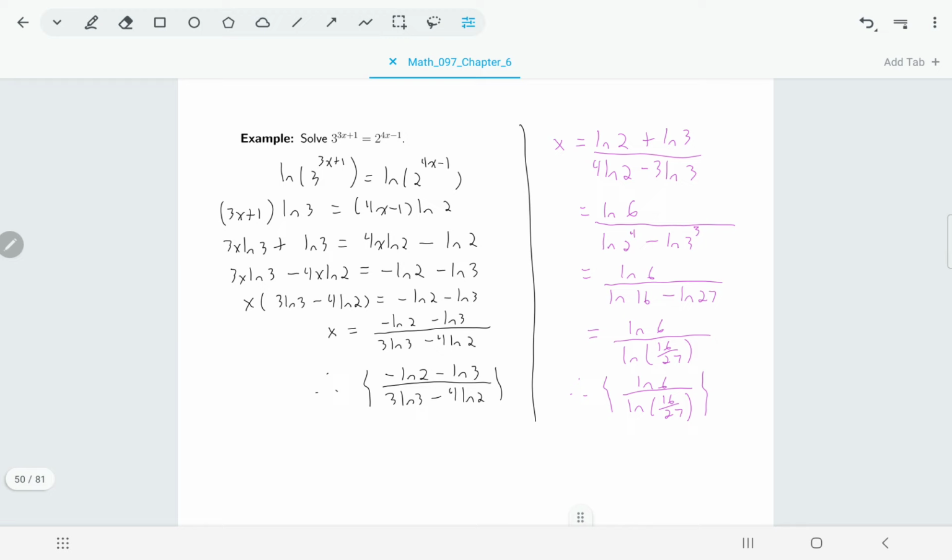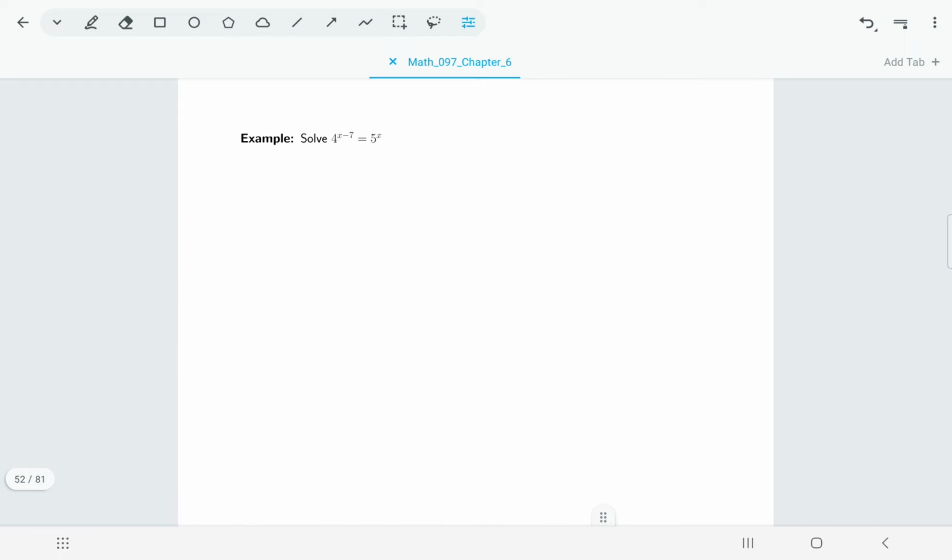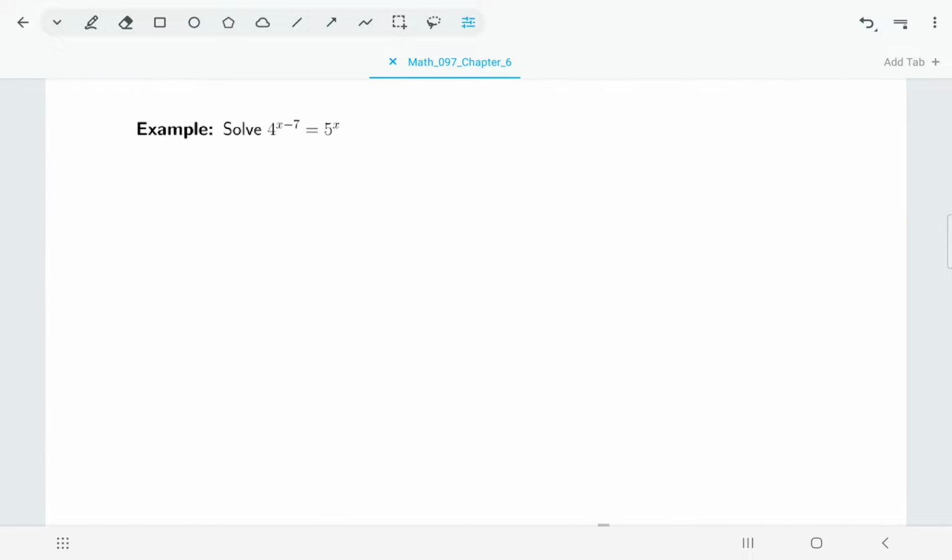So this one we solved with natural logarithms, but we could have used log base 3, or maybe we could have chosen to use log base 2 instead on both sides. I'm going to do that with a different example. So again, we're going to have something where we've got two exponential functions, both with different bases, base 4 and base 5. There's no way I could rewrite these as both powers of the same base.